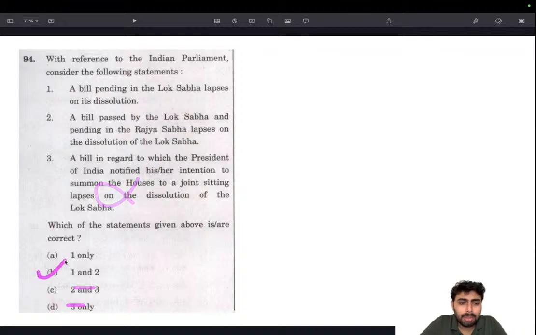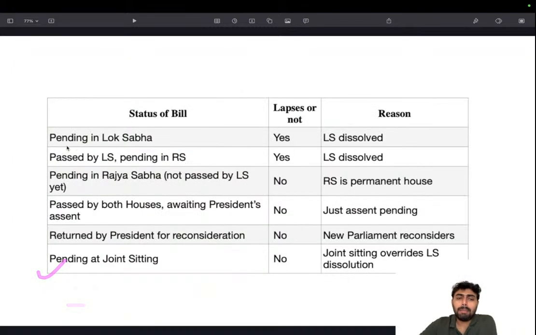I'll provide you with a table to make this a little easier. A bill that is pending in Lok Sabha lapses. Yes, when Lok Sabha is dissolved, it lapses. Passed by Lok Sabha, pending in Rajya Sabha, if Lok Sabha is dissolved, it lapses. Pending in Rajya Sabha but not passed by Lok Sabha, then no issues, because the Lok Sabha has not passed it yet, and a Lok Sabha that supposedly does not have confidence has not touched the bill, so it's intact only.